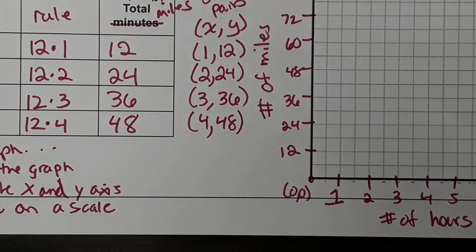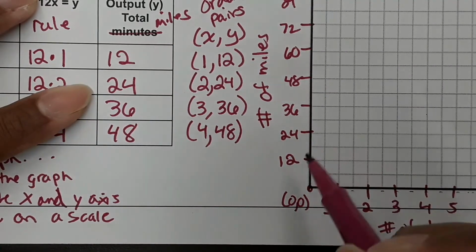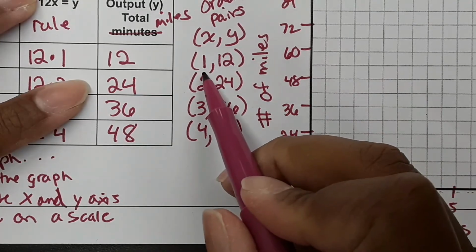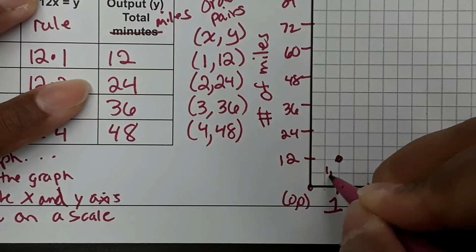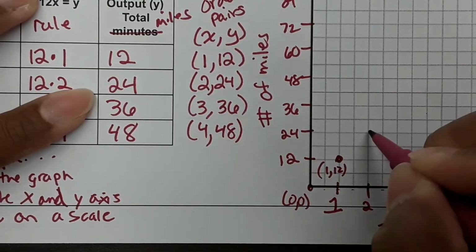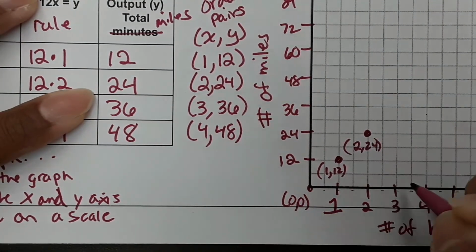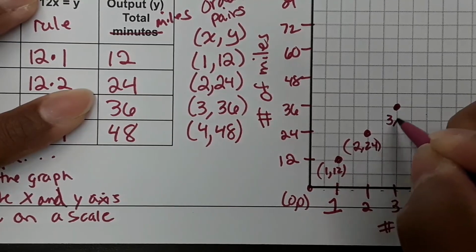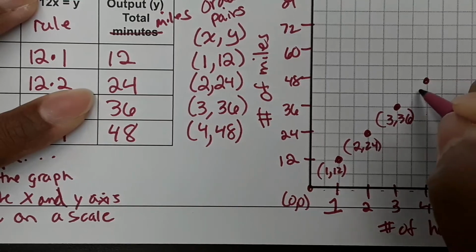And now all we have to do is plot our points. We crawl before we can walk. So we have 1, 12. So we go over to 1, up to 12, put in our point, that's 1, 12. Next ordered pair was at 2, 24. Then we had 3, 36. And then 4, 48.